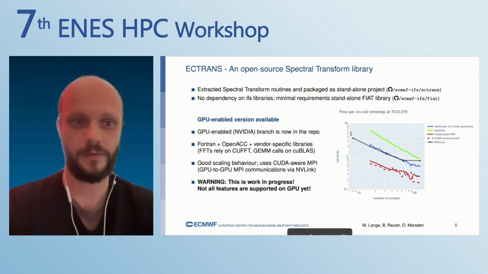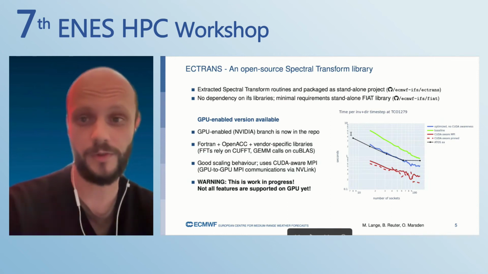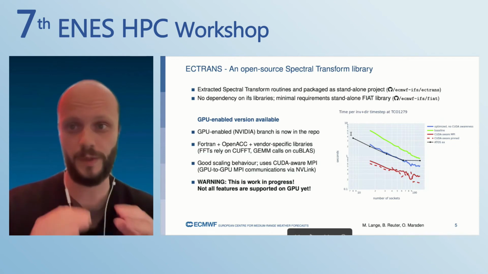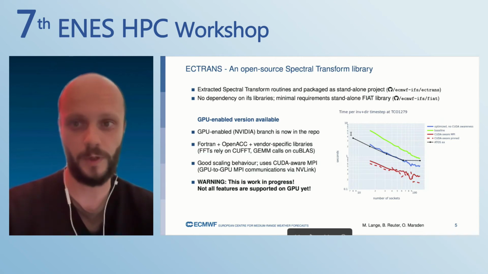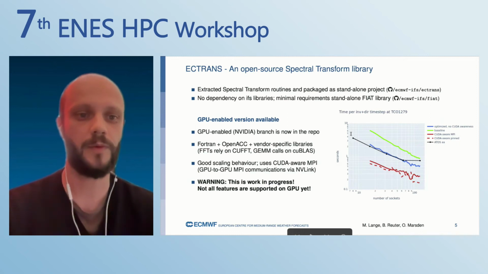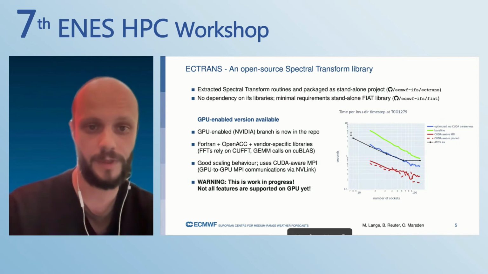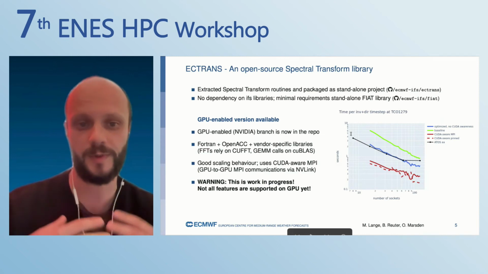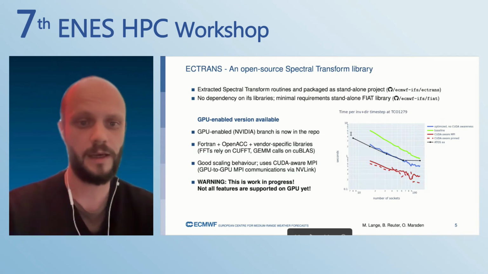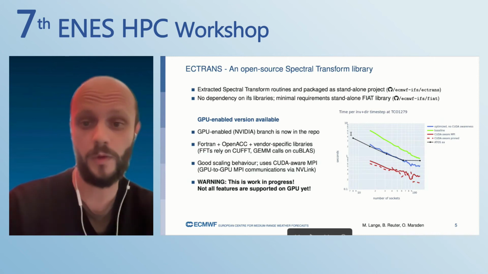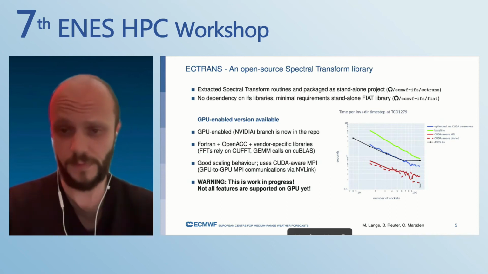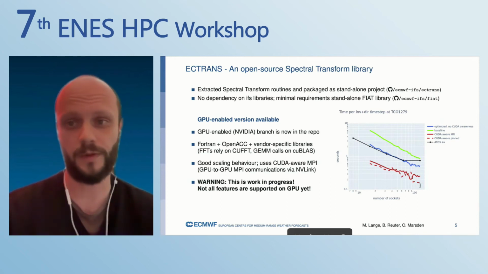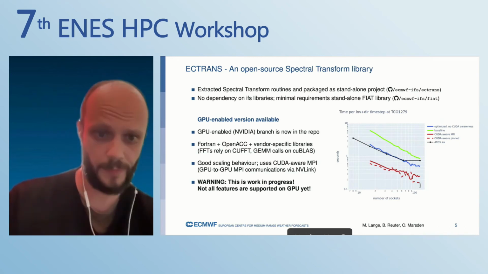And obviously, I wouldn't be mentioning this if we didn't have at least a prototype GPU-enabled version available on there as well. It's in a branch, with big blinking warning lights: still work in progress, not all features are supported yet. So much more to come before we are fully happy with this. But we already have a GPU-enabled NVIDIA branch there, Fortran plus OpenACC plus vendor-specific libraries for FFTs and BLAS. Good scaling behavior. Now also with CUDA-aware MPI, we see a nice speedup on JUWELS Booster from that. So we're quite happy with it, and there's more to come, for example OpenMP 5 support.